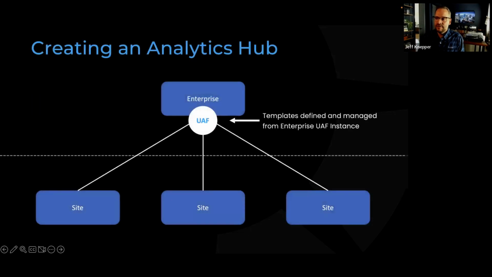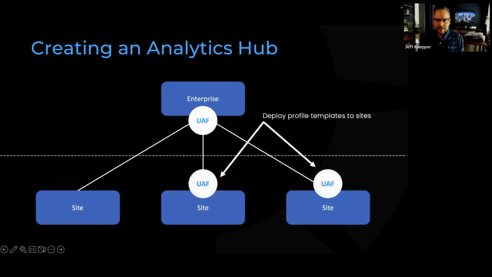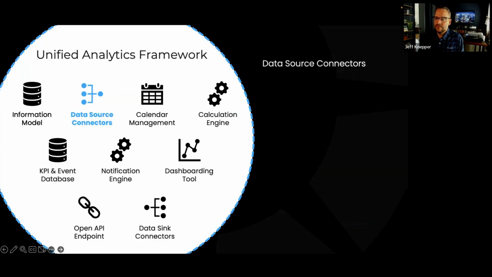Once I've done all of this, I take my template, I look to the site that's going to do the work, right? And I deploy instances of that template out to that site. And so now I've instantiated a UAF at the site that has that template and is ready to do the work. Okay. So this is pretty cut and dry.